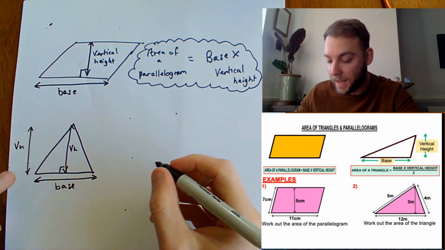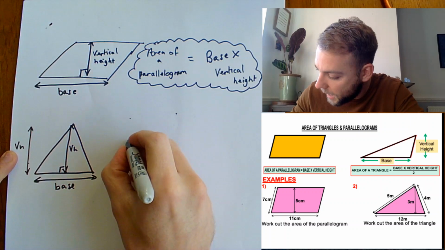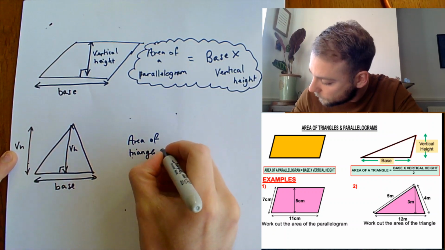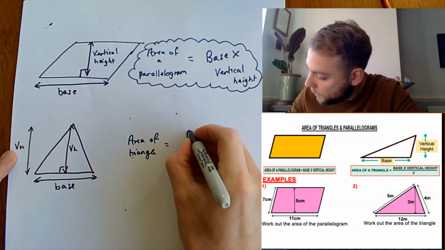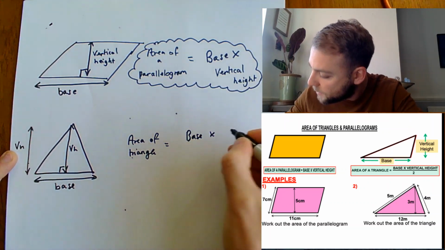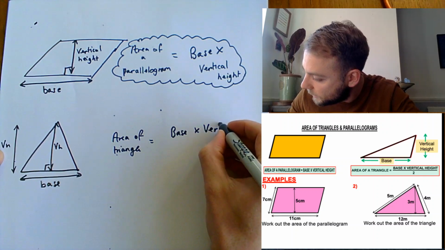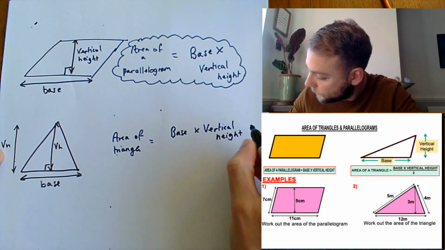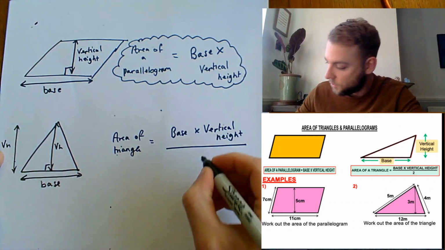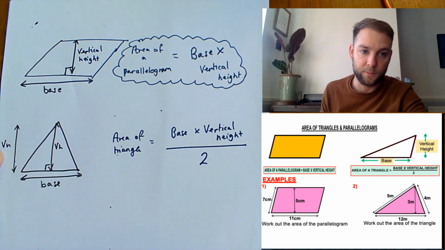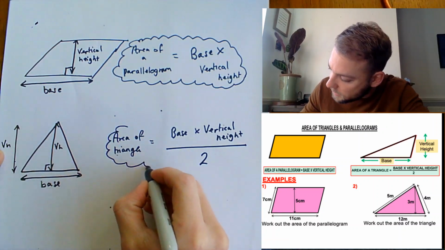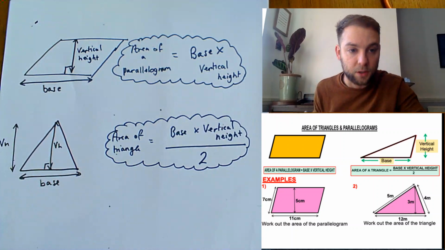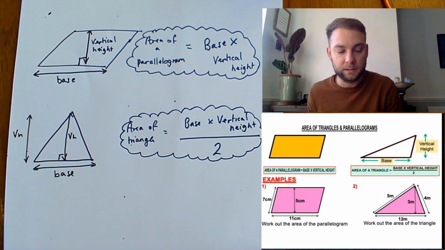So the next one to get down is the area of a triangle, which is equal to base times by the vertical height, not forgetting to divide it all by 2, okay? The area of a triangle is the base times by the vertical height divided by 2. Get that one down as well, okay?